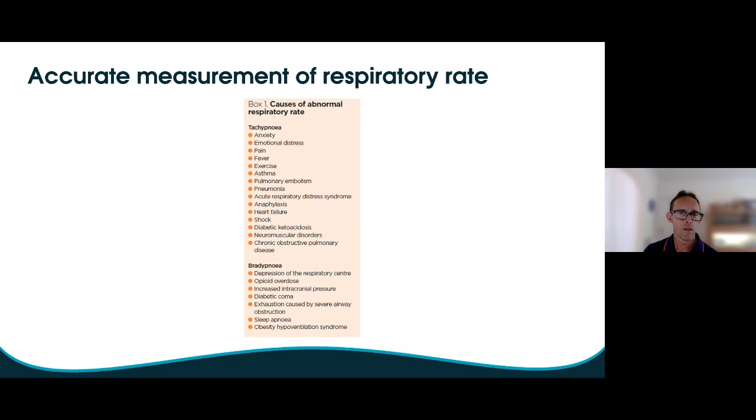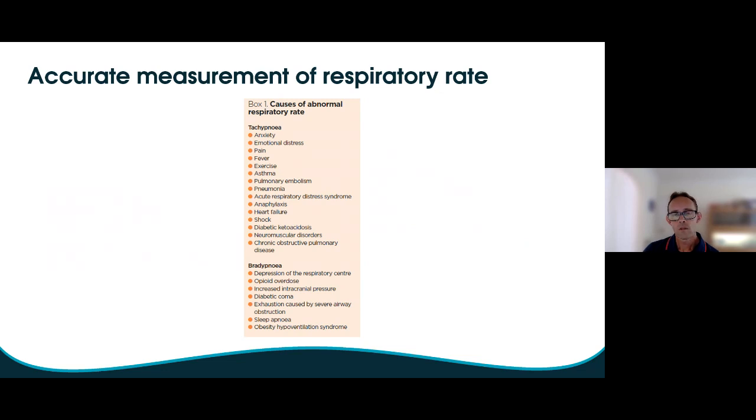Asthmatics, with their narrowing of their airways, increase their respiratory rate to get the oxygen in and get the carbon dioxide out. Pulmonary embolus, pneumonia. When you've got a chest infection, you're not only fighting the infection, but sometimes pneumonia is in one area of the lung, and you increase the respiratory rate to compensate for the reduced capacity for the oxygen in that area. Acute respiratory distress syndrome. Anaphylaxis. You get your bee sting, you have your response to that, histamine release, and the respiratory rate goes up. Not only that, but the anxiety caused by being stung.